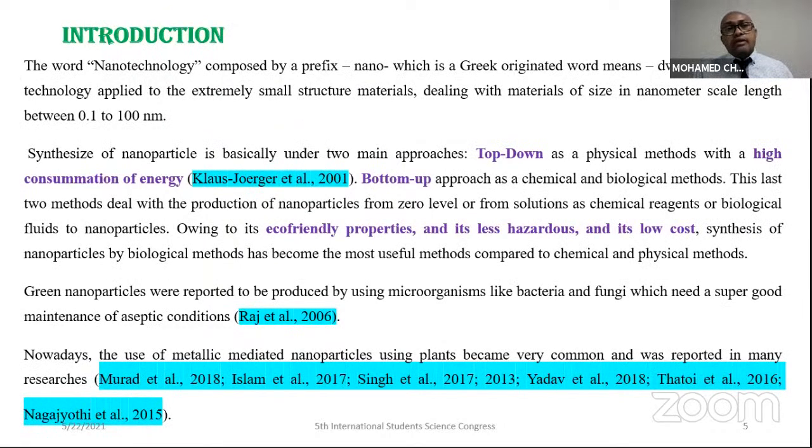In my introduction, I'd like to clarify that nanotechnology is two words, nano and technology, combined together. In nanoparticle synthesis, there are two main approaches: top-down, which is physical methods with high consumption of energy, and bottom-up, which is chemical and biological methods. These biological methods are eco-friendly, less hazardous, and also low cost.